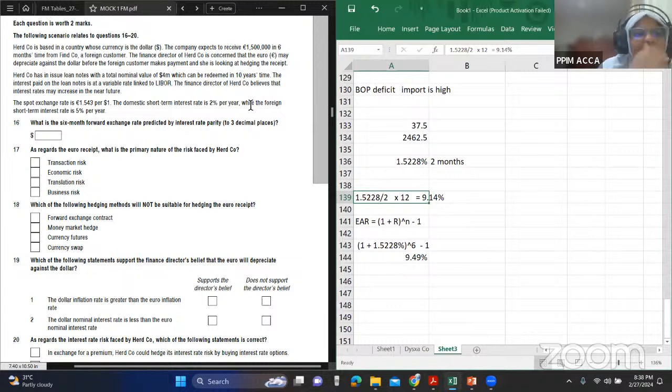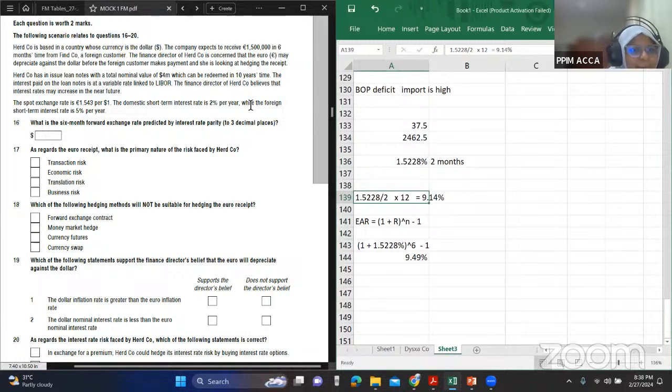It says Herd Company is based in a country whose currency is the dollar. The company expects to receive 1.5 million euros in 6 months' time from Find Company, a foreign customer. The finance director of Herd Company is concerned that the euro may depreciate against the dollar before the foreign customer makes the payment, and she is looking at hedging that receipt.